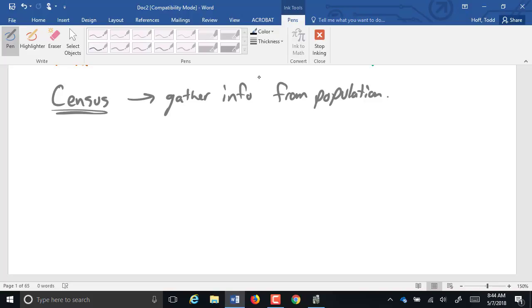Have they ever sent somebody to your house to try to get the information? Okay. Yeah. Because they spend billions of dollars. And to be honest, I wish they would adjust how they do the census because it is very expensive.